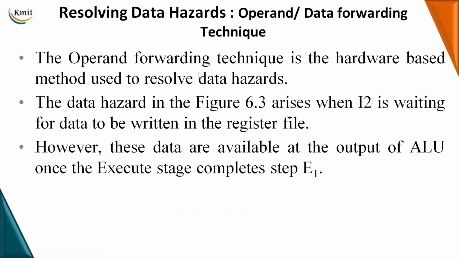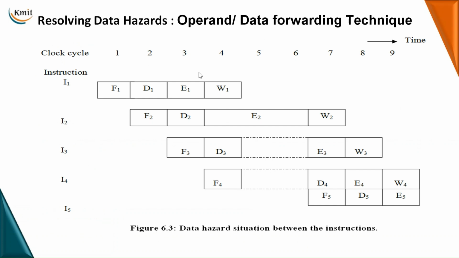Moving to the next type of technique used to resolve the data hazard situation, which is operand forwarding or the data forwarding technique. This technique is purely a hardware based approach to resolve the data hazard situation. If you see an example of the operand forwarding technique, I have 5 instructions I1, I2, I3, I4 and I5. Consider there are 2 instructions I1 and I2 where the instruction I2 is dependent upon the result of the previous instruction I1. So that is used as a source operand for the instruction I2.